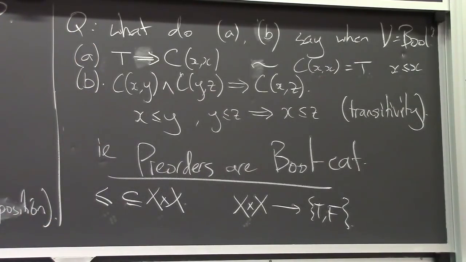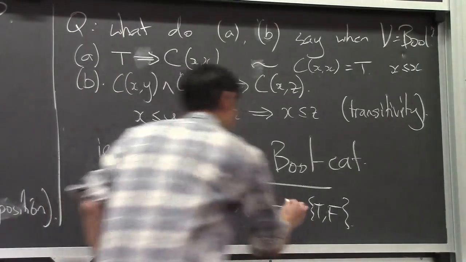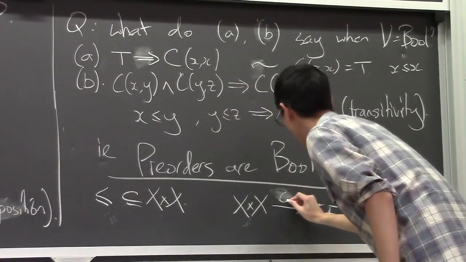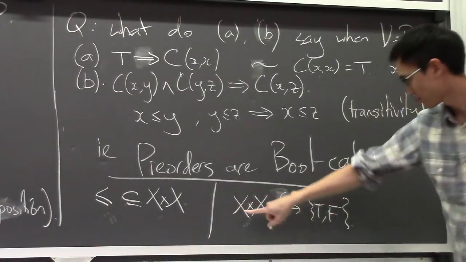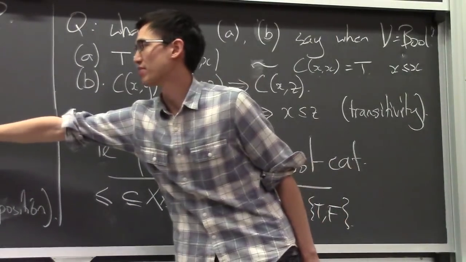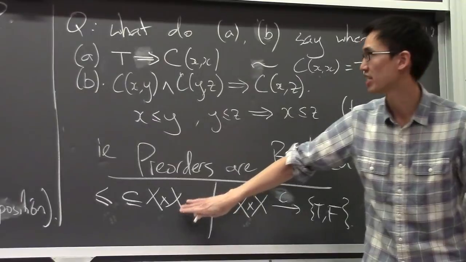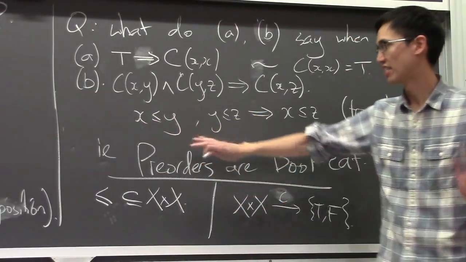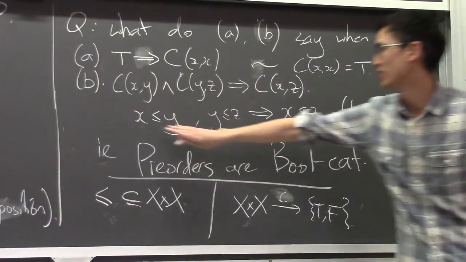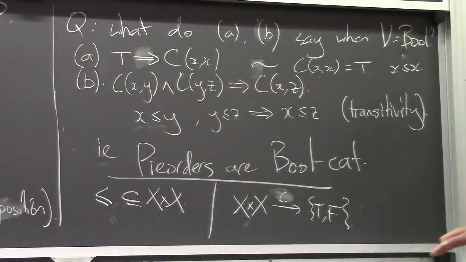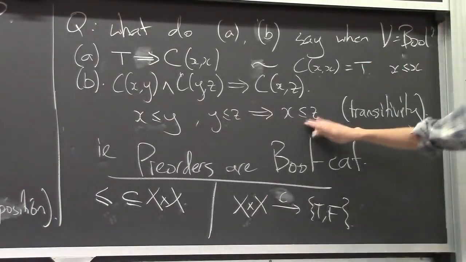Oh, sorry, I'm still confused by the note under B. Are we defining C now to be less than or equal to? Yes, we are. That's exactly this correspondence, which I guess I should have explained earlier. Instead of thinking of C as a function from X times X to true false, we can now think of it as a subset of X times X. And then I'm going to write X is less than Y as the truth value of this. So this is either true or false. So you're just writing less than instead of C. Yeah. And so it says if this is true and this is true, then this is true.